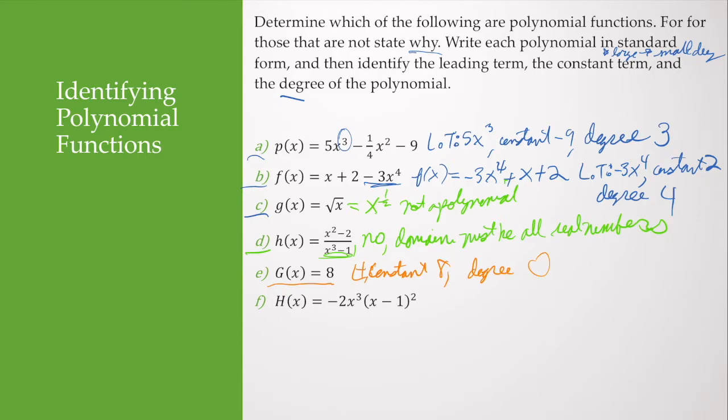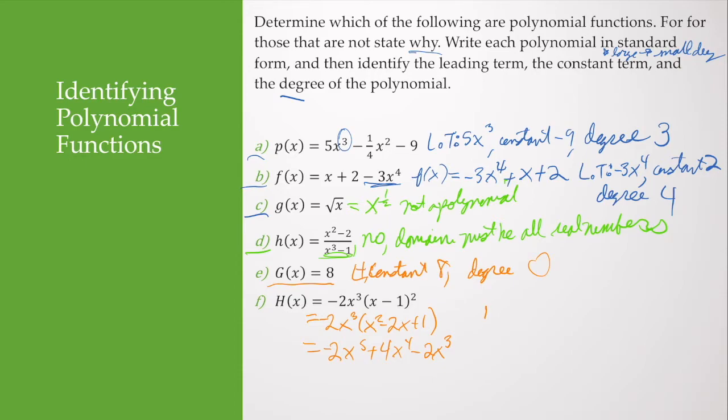Next, I have h of x equals negative 2x cubed times x minus 1 squared. This is going to be a polynomial, and let me show you why. So I have negative 2x cubed times x squared minus 2x plus 1. I have negative 2x to the 5th plus 4x to the 4th minus 2x cubed. So this is a polynomial.